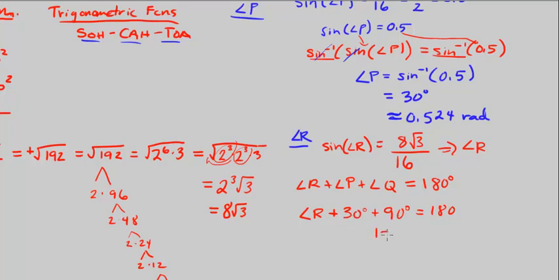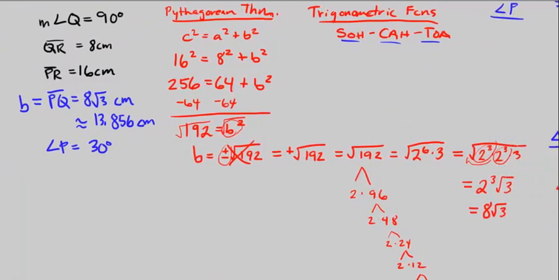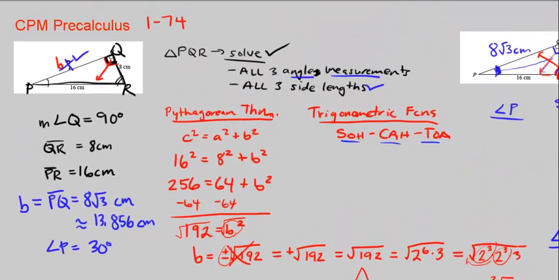I just combine like terms. 90 plus 30 is 120 degrees. Subtract 120 from both sides, and I'm left with angle R is equal to 60 degrees. If I did it the other way, I would get exactly the same thing. Or I would get, let me do it really quickly, 180, 60 times, or I would get 1.047 radians. Okay? So here in my solving the triangle, I have now angle R is equal to 60 degrees.